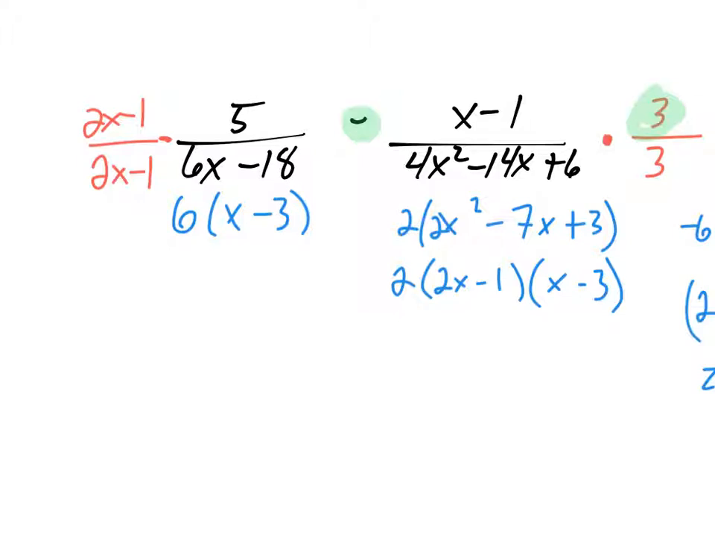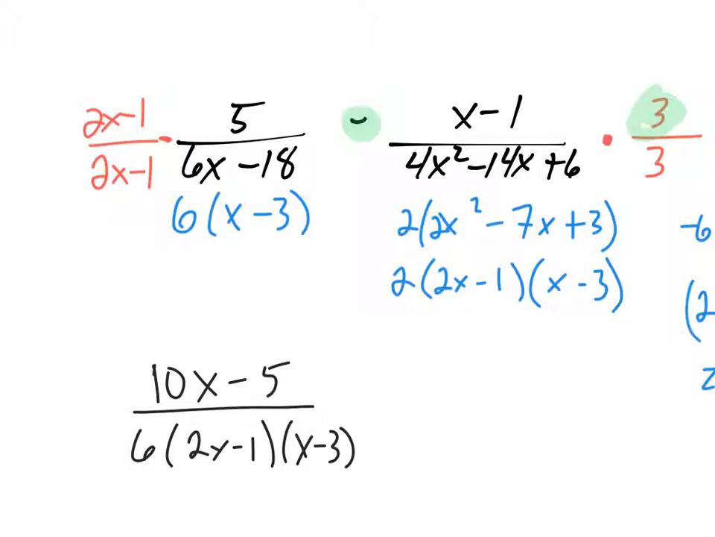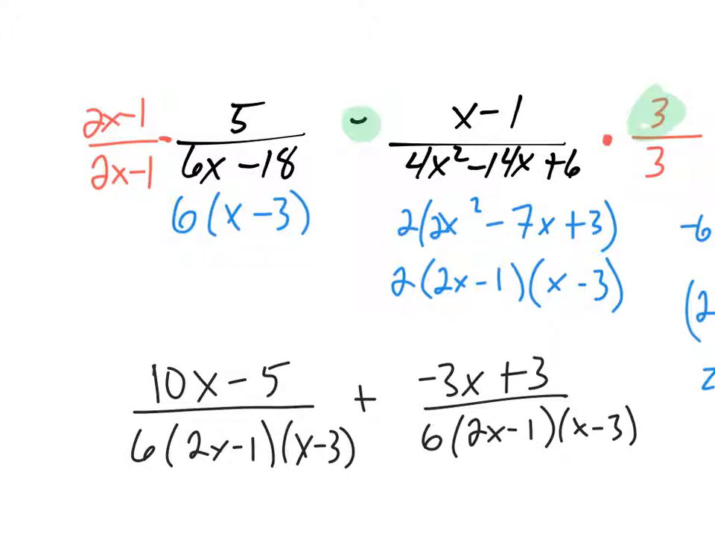Okay, so here we go. We have a 10x, sorry, let's try that again. 10x minus 5 over, and I have a 6 and a 2x minus 1 and an x minus 3. And then I'm going to add, now I'm going to multiply by that negative 3, negative 3x plus 3, and 6, and then 2x minus 1 and x minus 3. So far, so good?